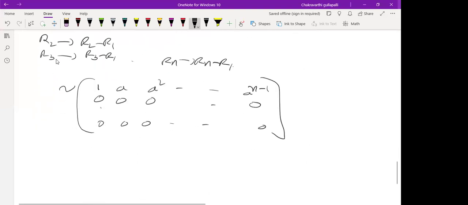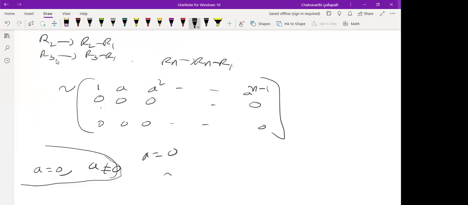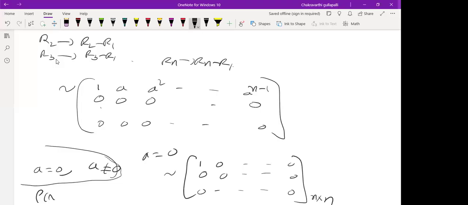Therefore, I told you whenever there is a variable a or k, divide into 2 cases: a equal to 0, a not equal to 0. In both cases, what is the rank? We have to test always whenever there is a variable, because there is an option given, depends on a. So let us check. If a is 0, then this will become 1, 0, 0, 0. Remaining all 0 rows. This is an n by n matrix. How many non-zero rows? One. So when a is 0, rank is 1.